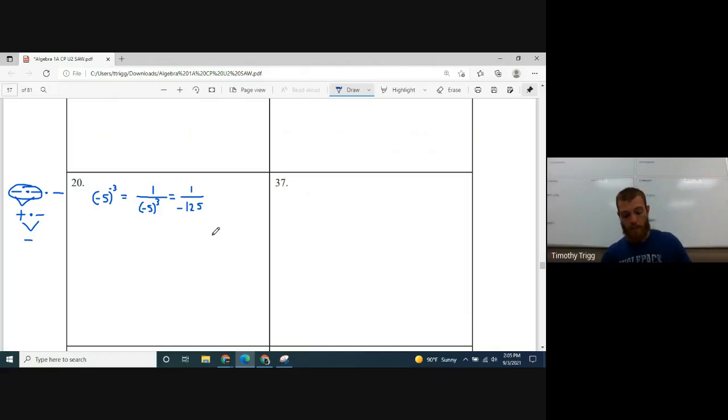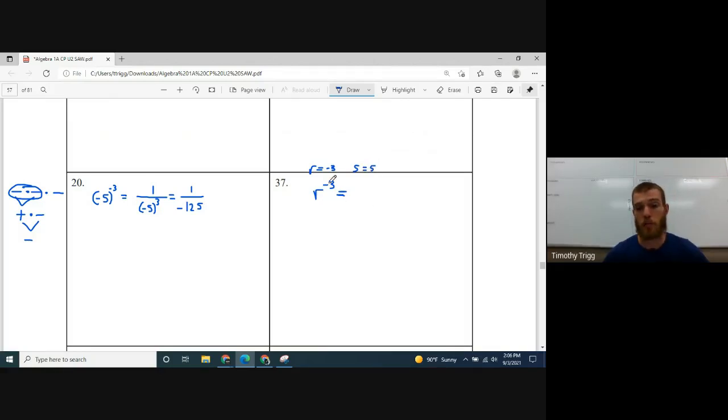Number 37. It's on the next page. Evaluate each expression for r equals -3 and s equals 5. The first one says r to the power of -3. For numbers 37 through 44, all of these have r equals -3 and s equals 5, as you see in the instructions on the page. So r will equal -3, and everywhere you see an s, that'll equal 5.